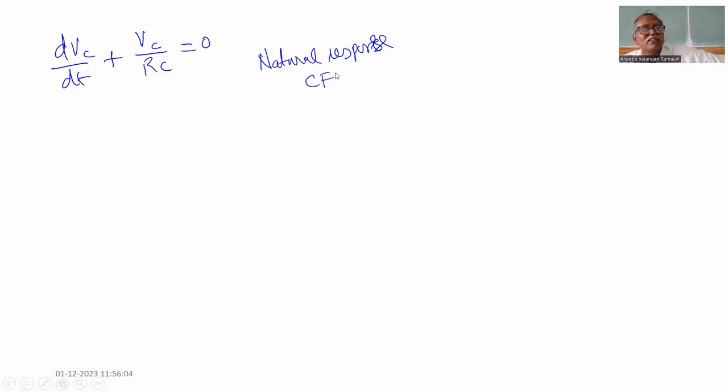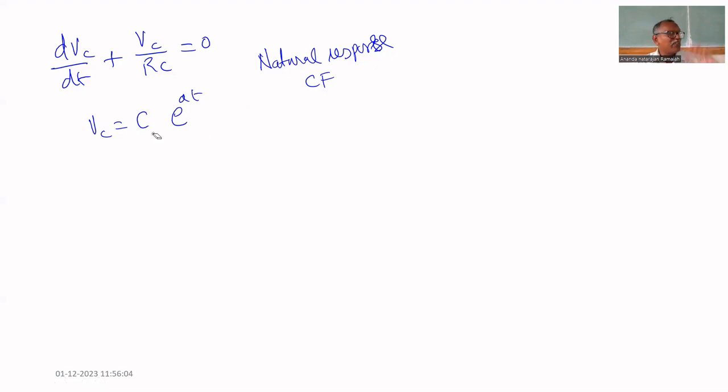How to find that? For that, we have to assume some response. That much is difficult. Vc equal to A or C1 e power at. I am assuming that this is a solution. Vc equal to C, I can call this C some constant.